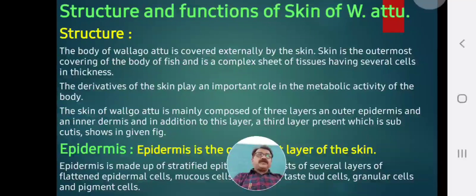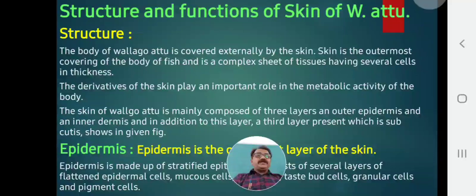First, we see the structure. The body of Wallago attu is covered externally by the thick soft skin, and skin is the outermost covering of the body of the fish. It is a complex sheet of tissue.